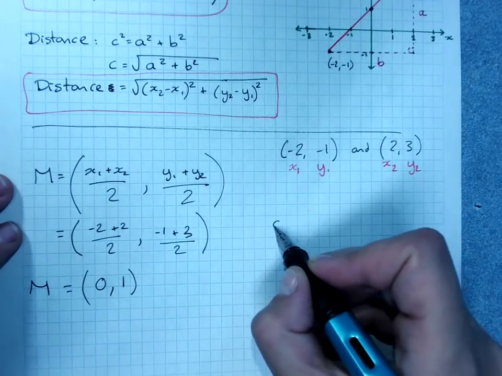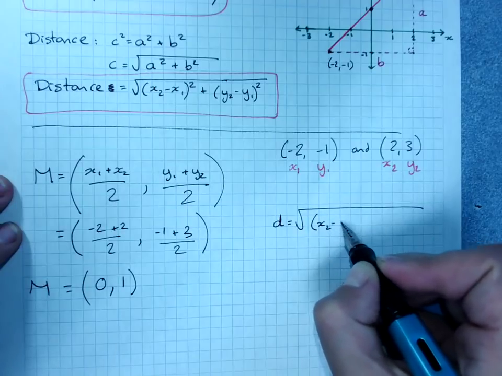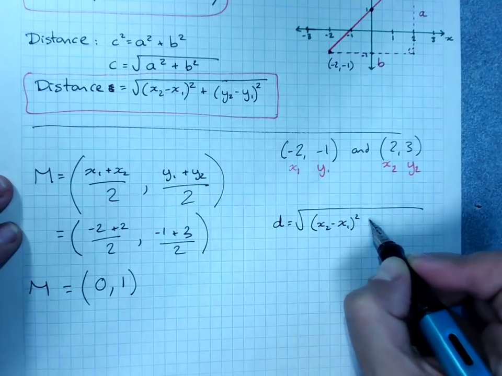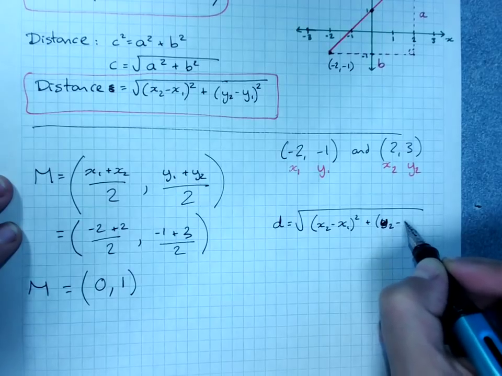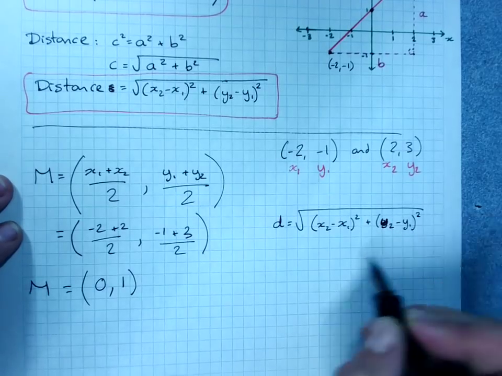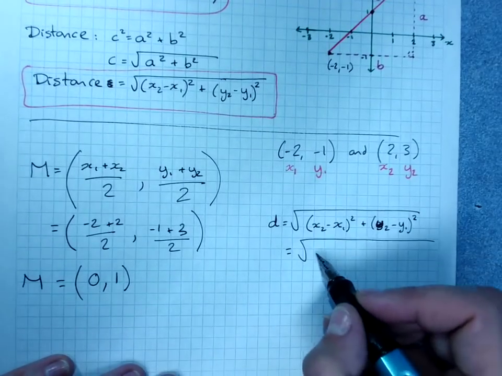Distance. Distance is the square root of the difference in the x's squared plus the difference in the y's squared. Sorry about the noise, it's raining outside.